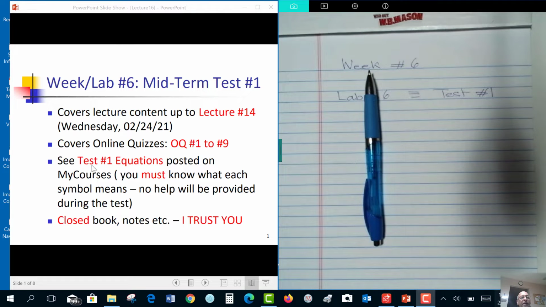You might want to see again the test number 1 equations that I have posted on my courses. You should know what each symbol means. No help would be provided during the test. The test is closed book, closed notes. I trust you. Ordinarily, if it had been a normal semester, you would have been taking the test using pen or pencil. I would have given you a hard copy of the test, and the only thing you would have is the test 1 equations sheet plus your calculator.